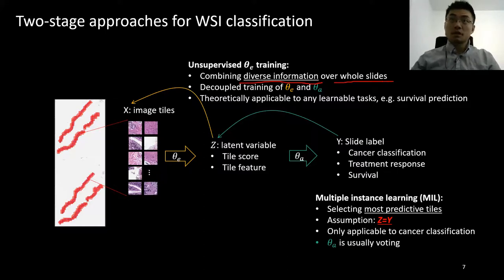So as you can see, the unsupervised encoder training basically wants to combine diverse information over whole slides for complicated tasks. However, in this way, they also decouple the training of theta E and theta A. Therefore, their tile encoder theta E was never optimized against the slide label. But for multiple instance learning approaches, they are selecting most predictive tiles and learning discriminative features against the slide label. However, they have a very strong assumption that the tile score and the slide label have a very simple relation. So they are only applicable to cancer classification problems.